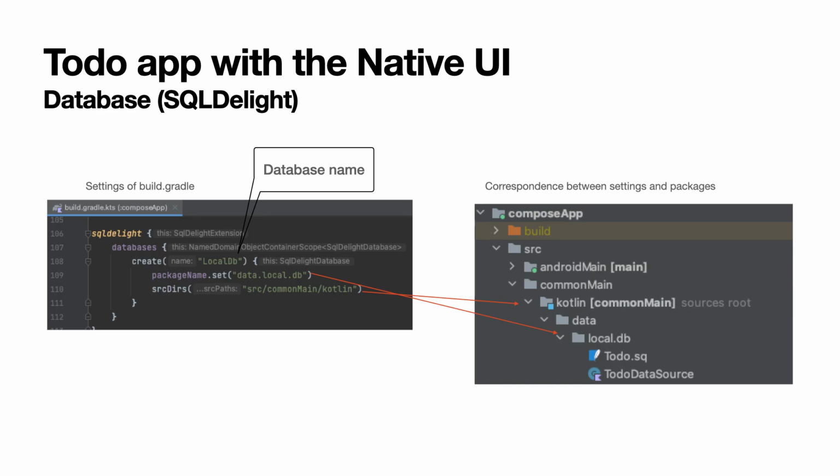Finally, let's explain the configuration part of SQLDelight. To use SQLDelight, you need to add configurations to the build.gradle. The configurations include the database name, source code directory, and package name. Each value corresponds to the directory and package on the right side of the slide. For additional library additions or plugin additions, please refer to the sample code.